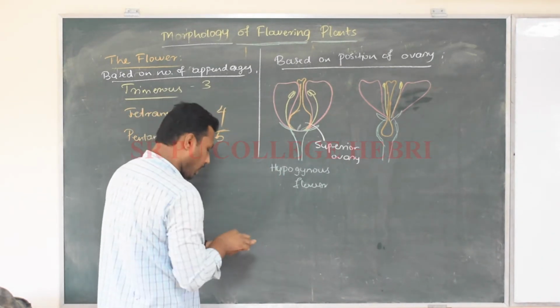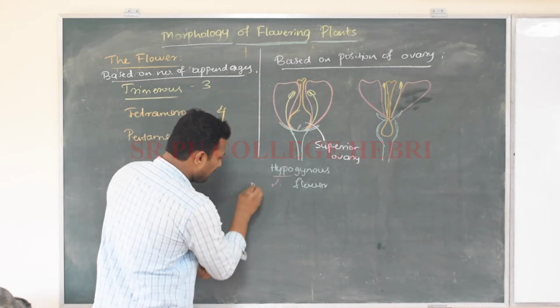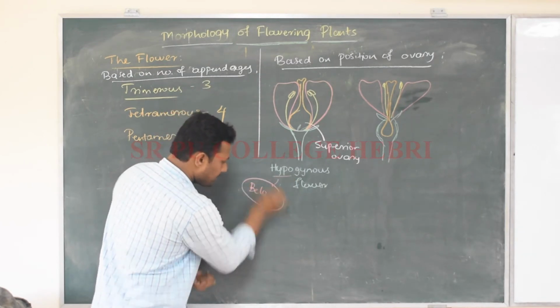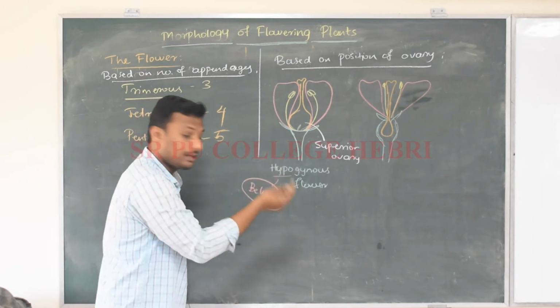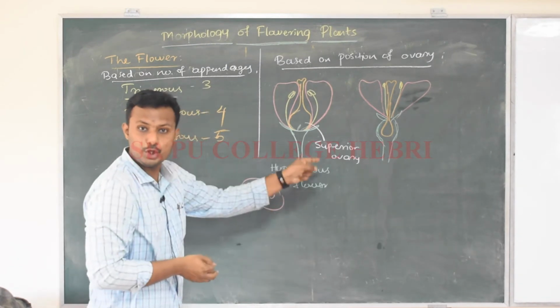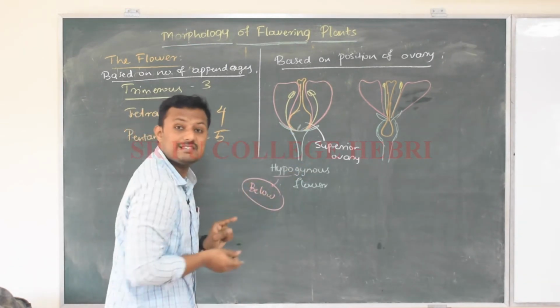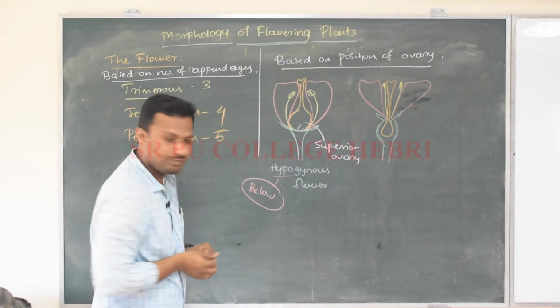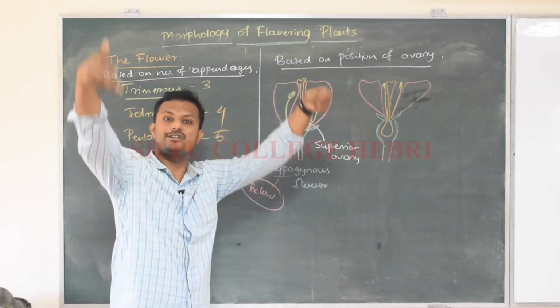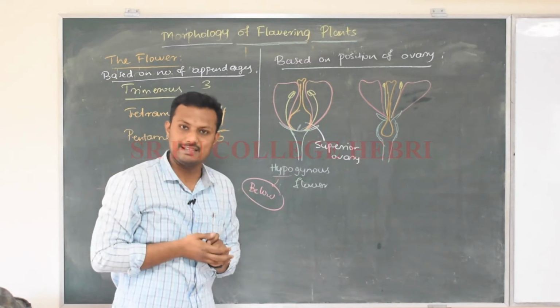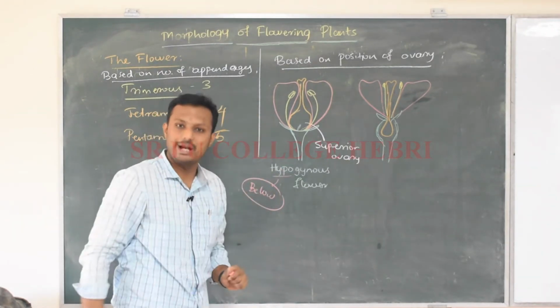Hypo stands for below. Below what? Gynous stands for gynoecium, right? The flower is present below the gynoecium. So the other parts of the flower are arising from below the gynoecium, and that is what is called a hypogynous flower.